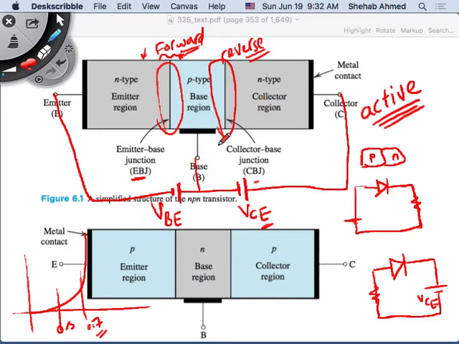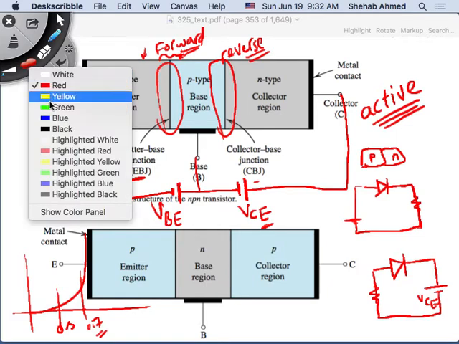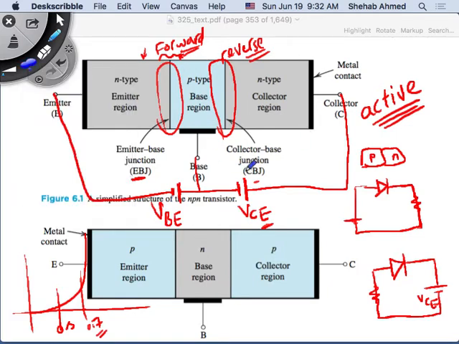Can I make this VCE minus 0.1? Why not? I can. But it's still in reverse. It's still in reverse. It's okay. When is it going to be in forward bias? That's easier to explain the other way. When is this junction in forward bias?